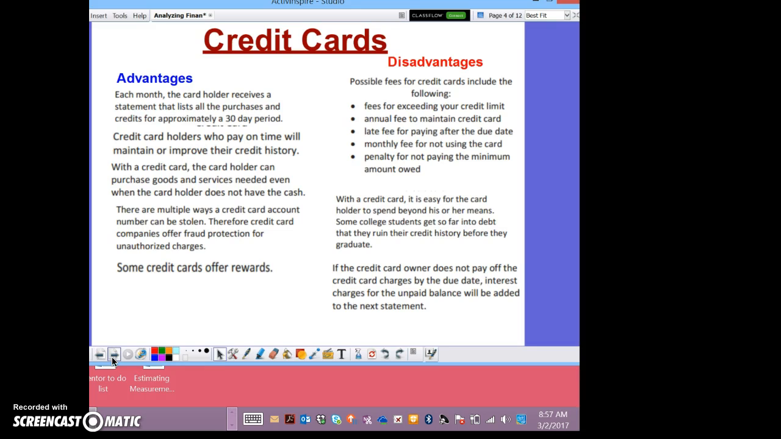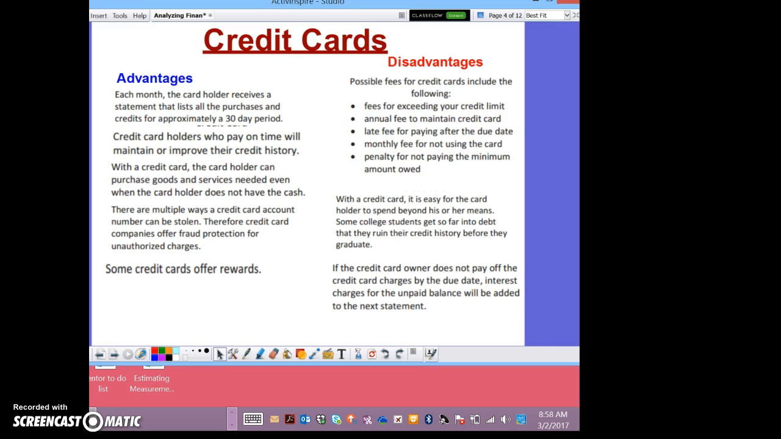With a credit card, the cardholder can purchase goods and services even when the cardholder does not have the cash, so that's an advantage. Some credit cards offer rewards, and there are multiple ways a credit card account number can be stolen. Therefore, credit card companies offer fraud protection for unauthorized charges. So having your card information stolen is not good, but the fact that you are protected against those charges is good. And then you can read through some of these disadvantages, anything associated with a fee, anything causing you to be in debt, and basically anything that negatively affects you.